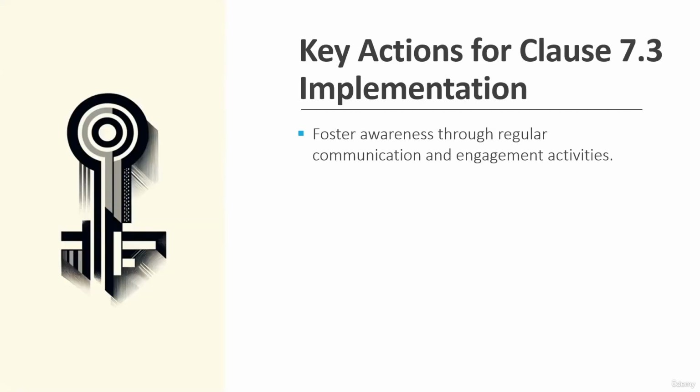Now coming to the key actions, that's simple. People need to be aware of these things, and there should be a regular communication, and there should be some engaging activities which will lead people to understand what is their job, how their job makes the product or the service successful, what is the impact of not meeting these requirements, what is the quality policy, what are their specific quality objectives, etc. So make people aware of that. That is clause number 7.3.